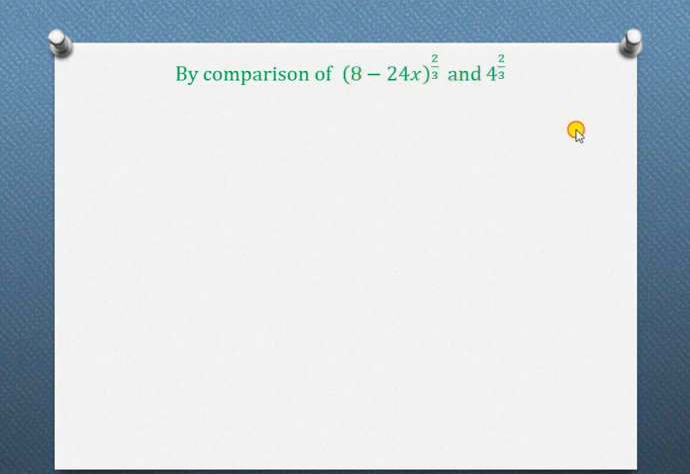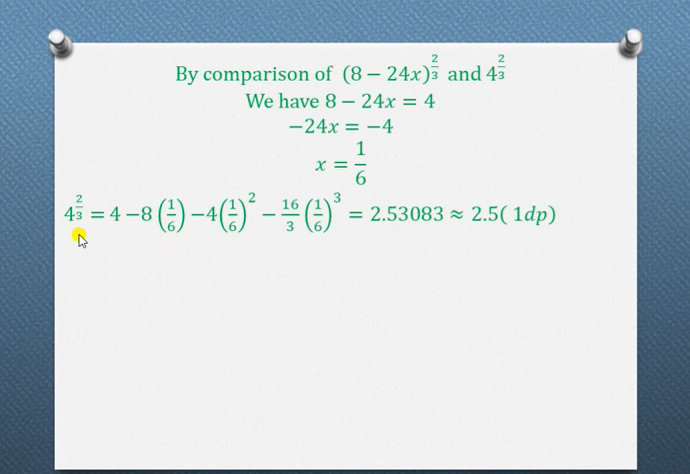And if you do so, you will try to make x the subject and finally realize that x will be a sixth. So the value of x is a sixth. It means it is the value we are going to substitute in our expansion. So we now simply say 4 power 2 out of 3 is equals to 4 minus 8 into 1 out of 6 minus 4 into 1 out of 6 squared minus 16 out of 3 into 1 out of 6 cubed. This is obtained from our final answer for the expansion.